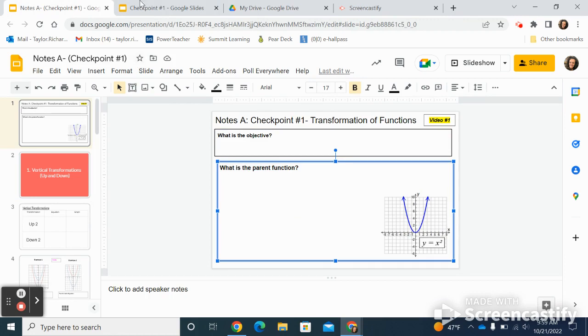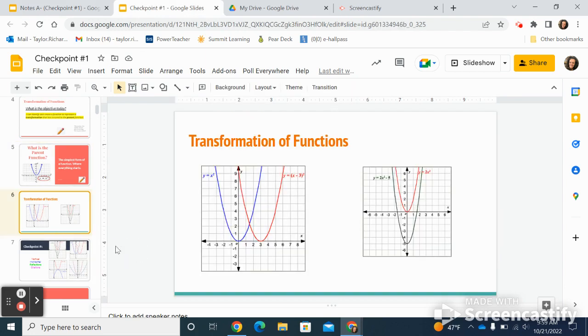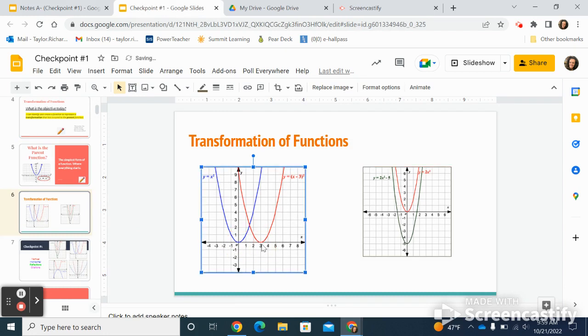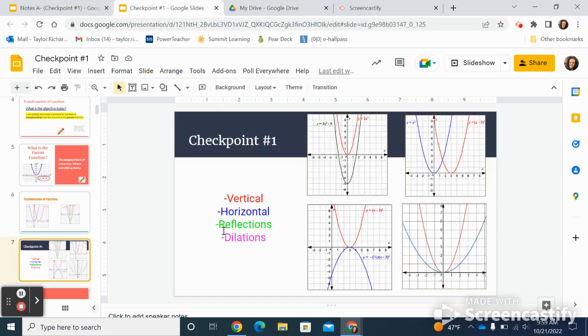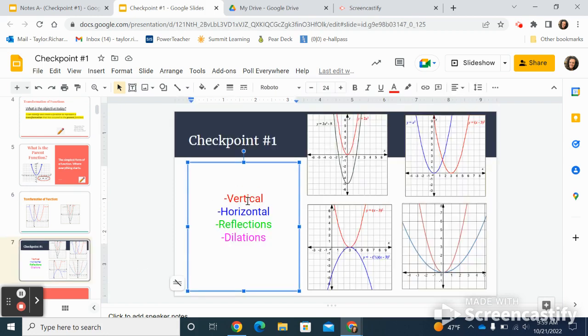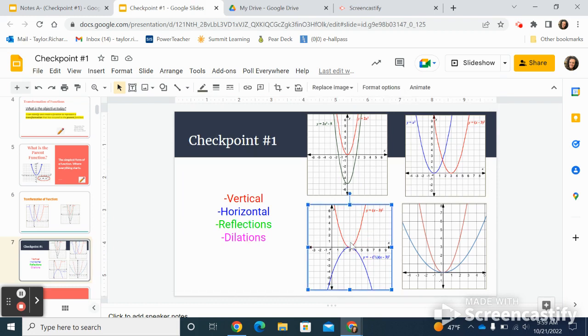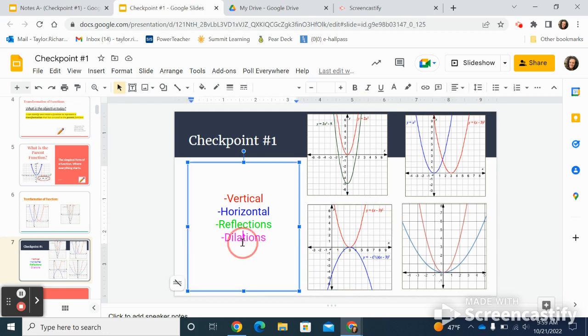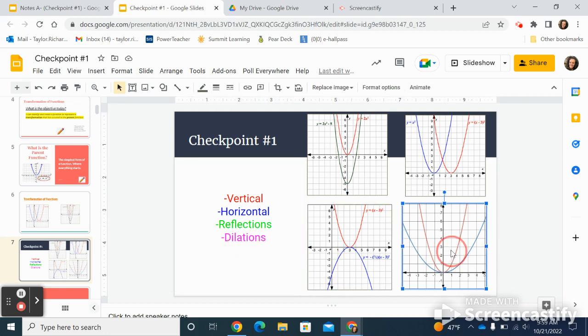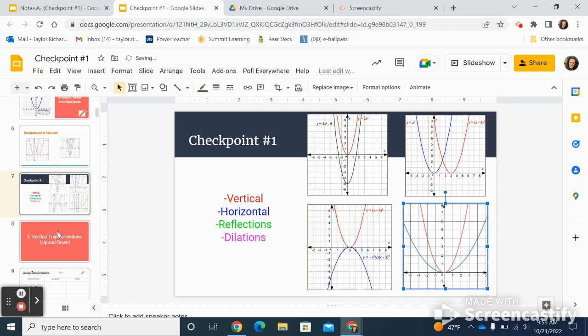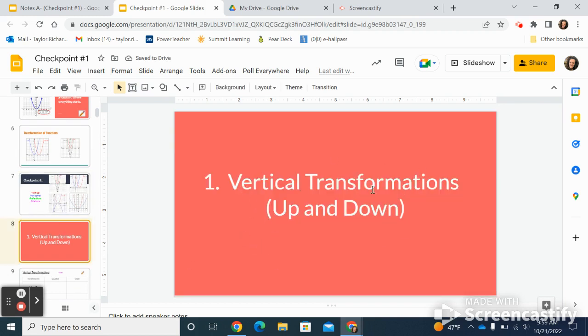Now, let's get into our first kind of transformations. Remember, transformations are like shifting or moving our graph. Like this one, we're moving it from the parent function at 0 to the right 3, or this one, moving my parent function at 0 down 5. This is what I mean by transformations. We're going to go over 4 main transformations: vertical, which is up and down; horizontal, left and right; reflection, which is like here, where you're flipping it upside down; and dilations, which is right here, making it skinnier or wider.